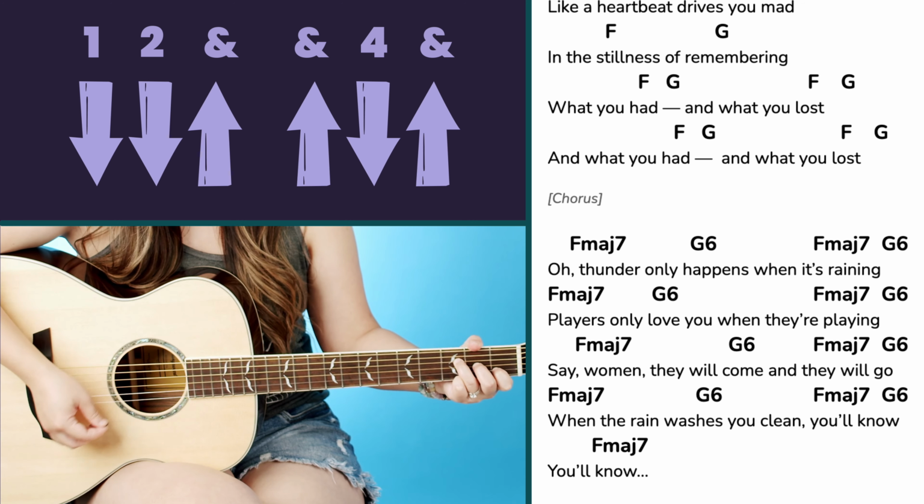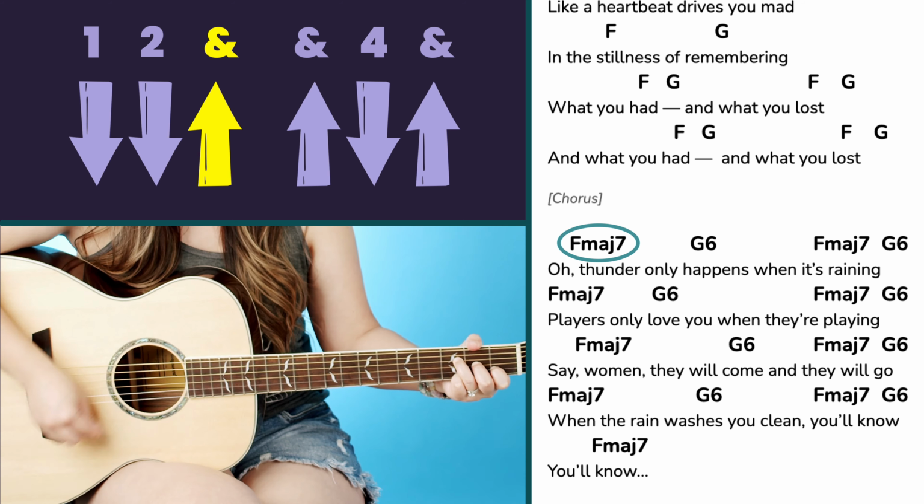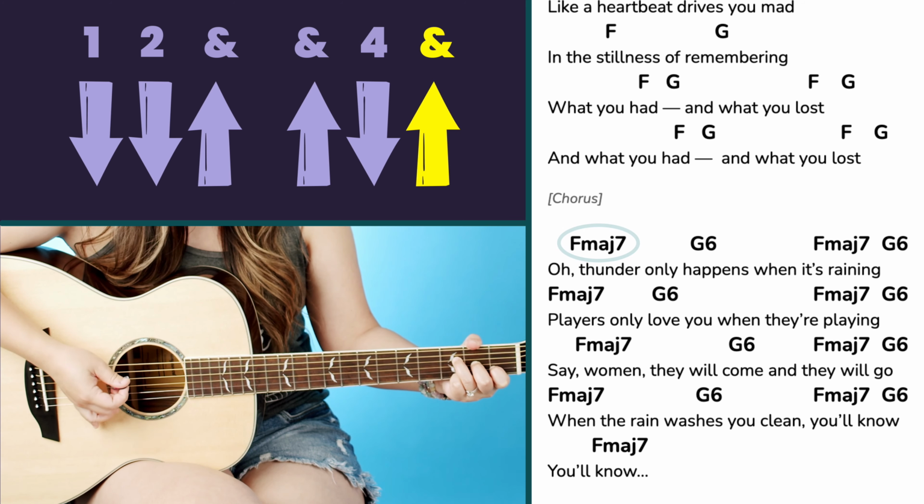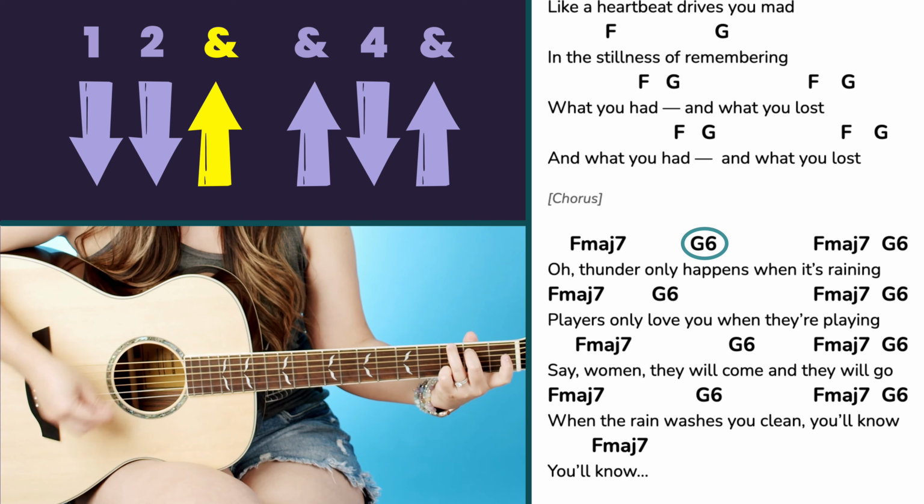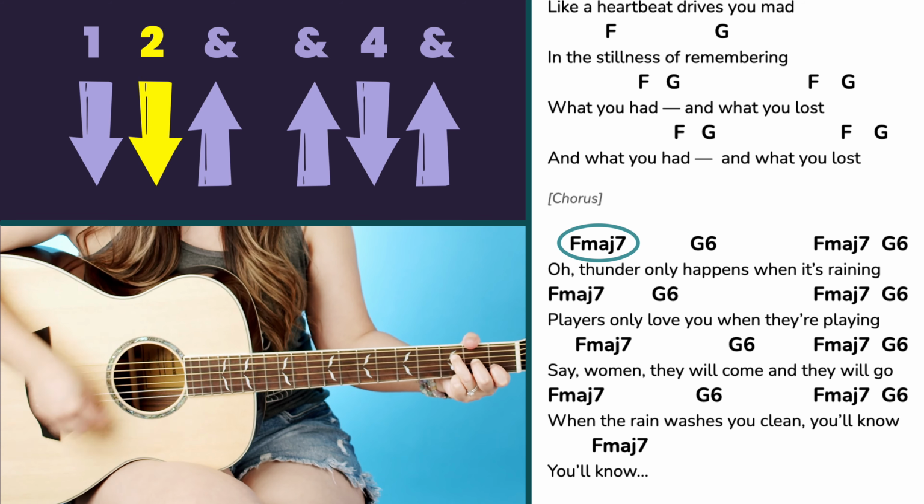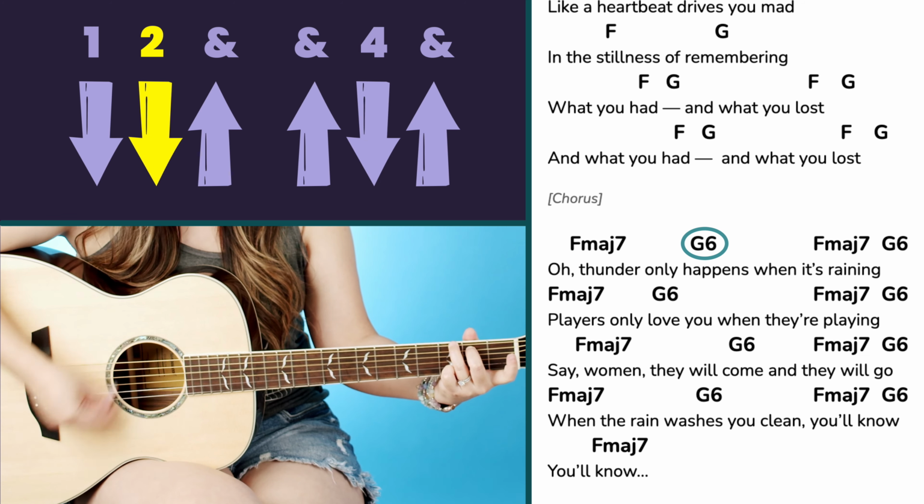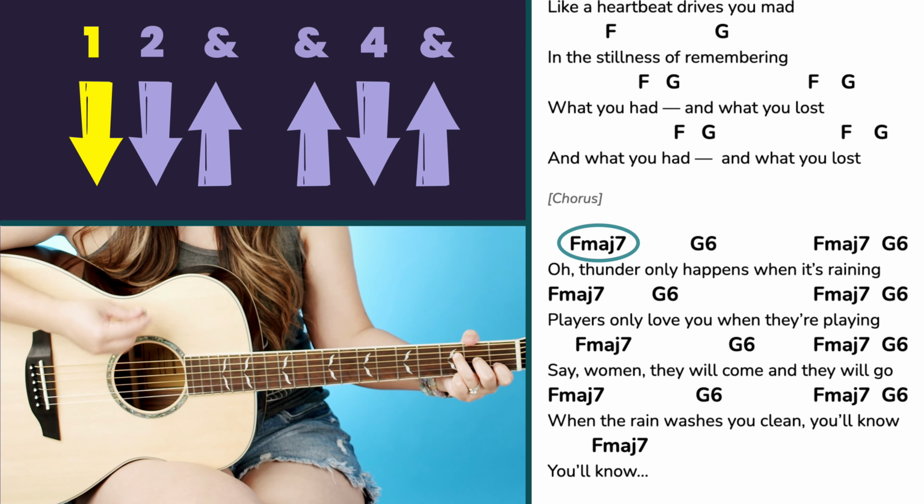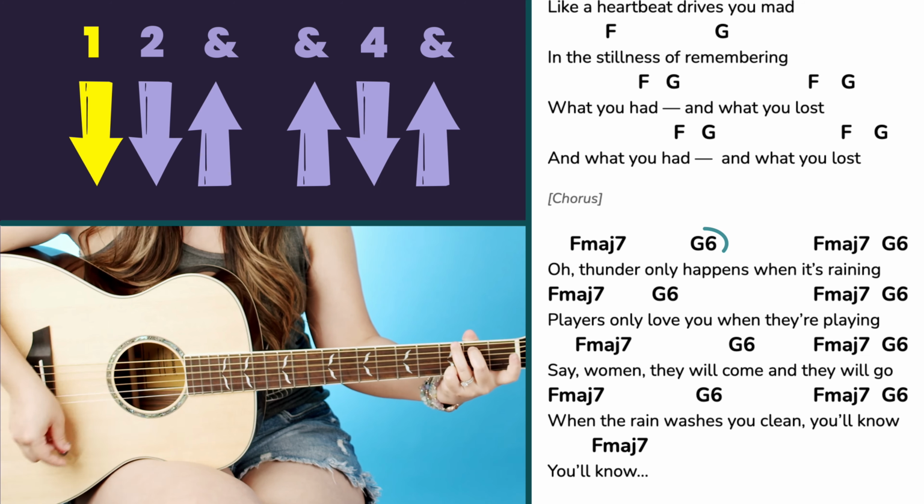So on Fmaj7, we have down, down, up, down, up. To your G6 chord, down, down, up, down, up. Back and forth just like that. Fmaj7 to G6. All the choruses.